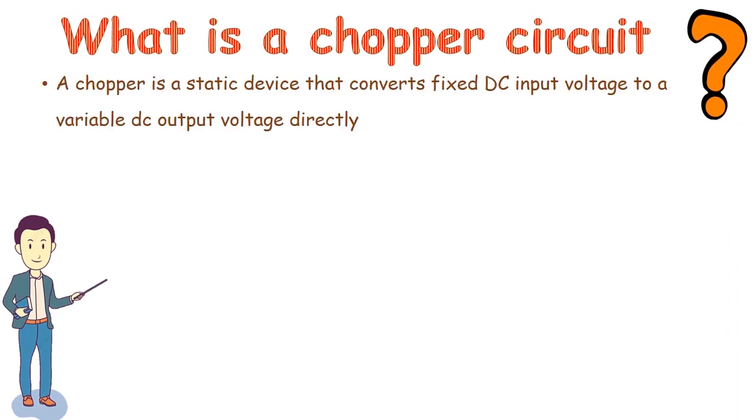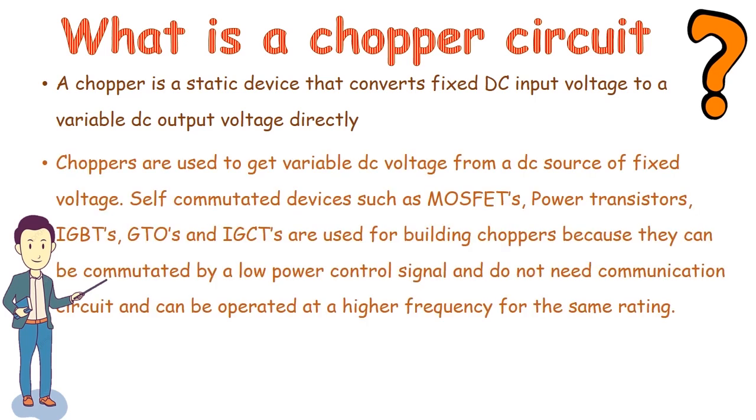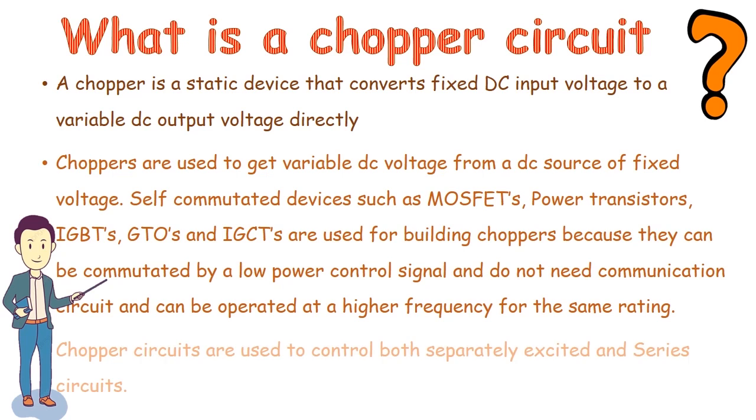A chopper is a static device that converts fixed DC input voltage to a variable DC output voltage directly. Choppers are used to get variable DC voltage from a DC source of fixed voltage. Self-commutated devices such as MOSFETs, power transistors, IGBTs, GTOs, and IGCTs are used for building choppers because they can be commutated by a low power control signal, do not need a commutation circuit, and can be operated at a higher frequency for the same rating. Chopper circuits are used to control both separately excited and series motors.